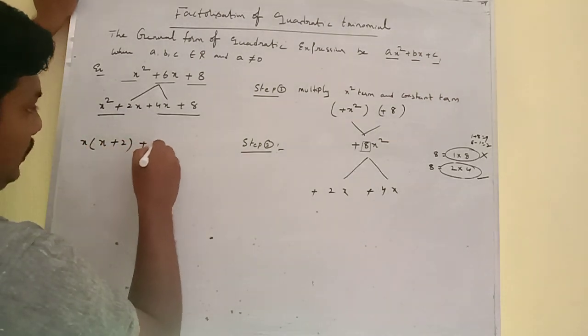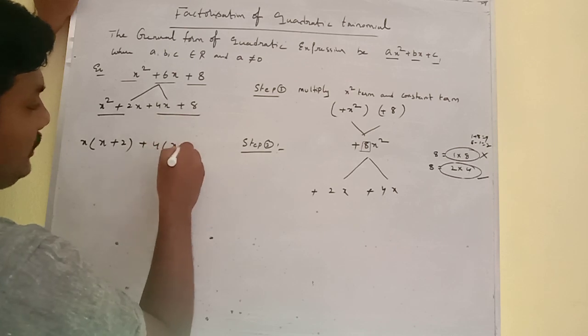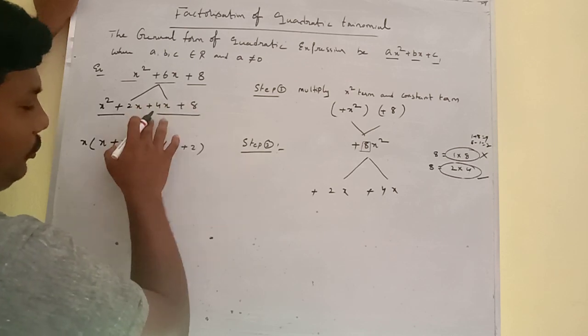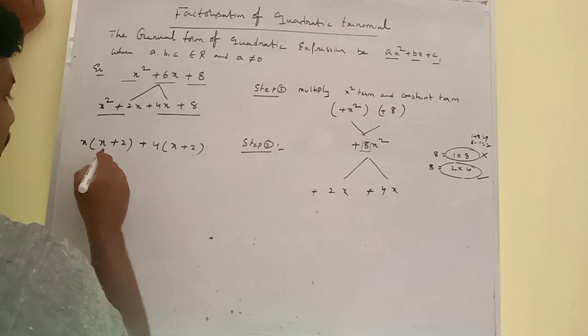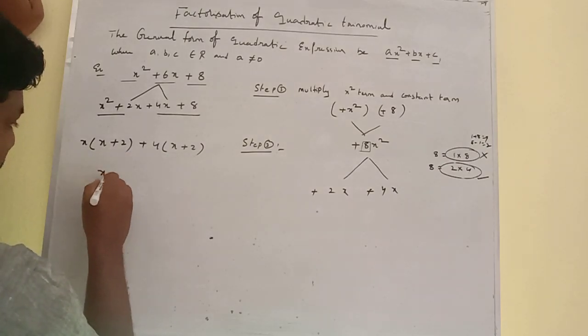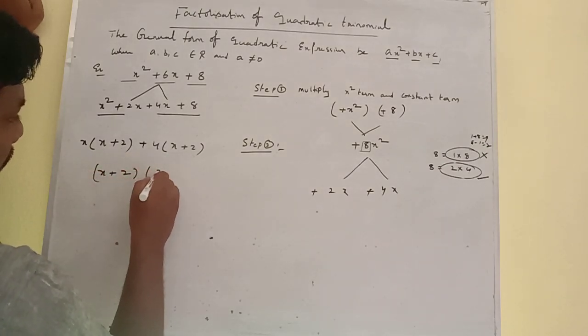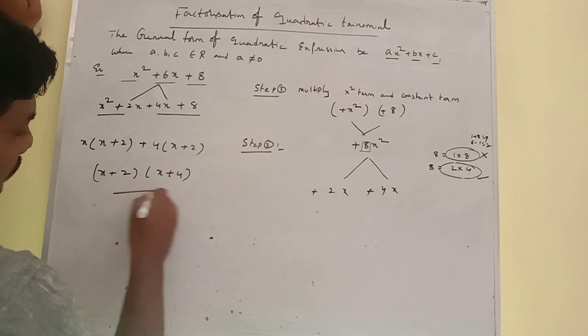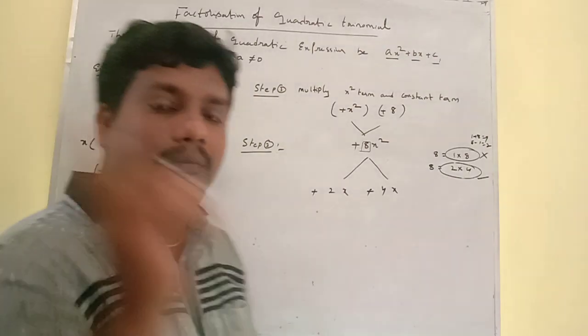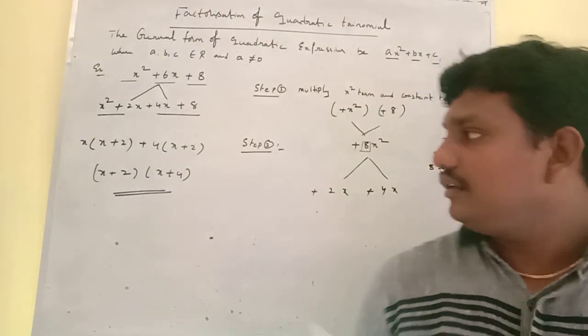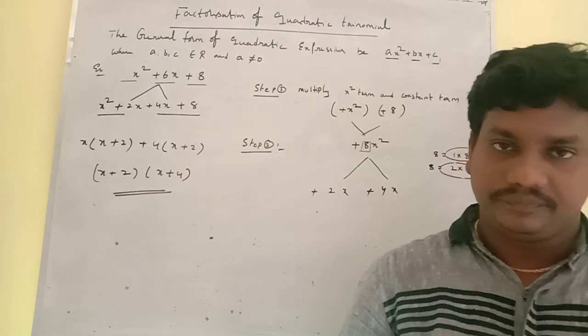Then plus, here 4 is taken common. Then x plus 2, because it is the 4 table: 4 ones are 4 and 4 twos are 8. Now here also x plus 2 and x plus 2, take x plus 2 as common, it becomes x plus 4. So this is called factorization. In the previous case also we got the same factorization.